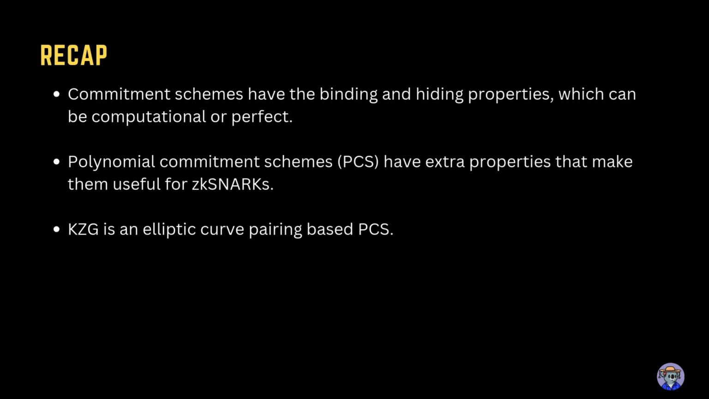That's it for now. Today we covered commitment schemes and the KZG polynomial commitment scheme. We started by defining what a commitment scheme is and the key properties it should have, binding as well as hiding, as well as the meaning of computational and perfect. Next, we introduced polynomial commitment schemes, or PCSs, and what makes them useful. Then we dove into the intuition and the math behind one specific PCS, KZG, which is based on elliptic curve pairings. I hope you enjoyed this deep dive and keep following along in this series.